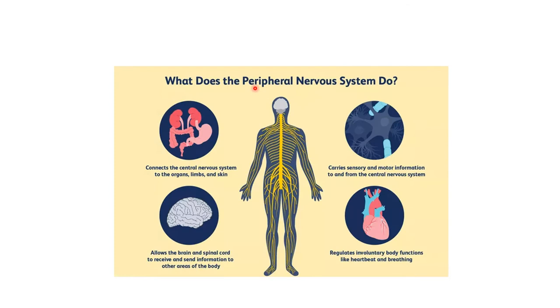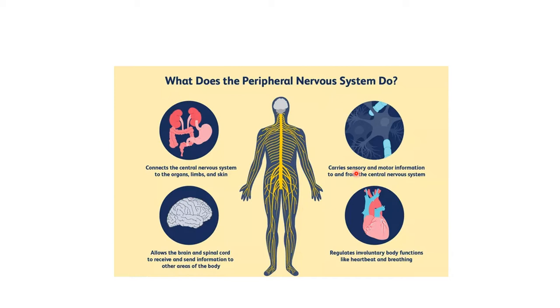So what is the function of peripheral nervous system? Number one, it connects the central nervous system to its organs, limbs, skin. So basically it is connecting the central nervous system to your organs, your limbs, and to your skin. And then it allows the brain and spinal cord to receive and to send information everywhere in the body.